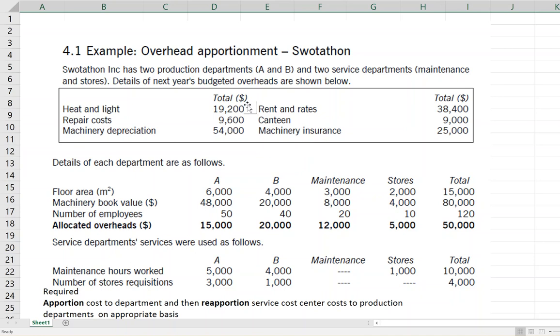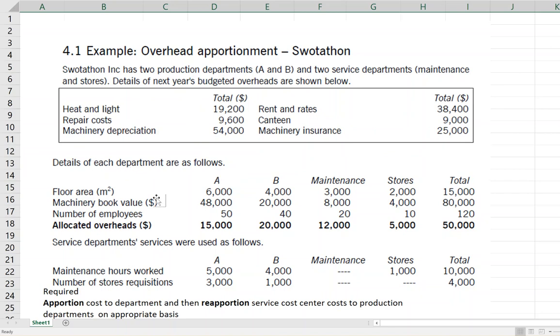We have heat and light, repair costs, machinery cost, rent and rates, canteen and machinery insurance. So these are the 6 costs that we expect to be incurred. Obviously, practically in a business, there will be many costs, but the important thing here is just getting the idea.